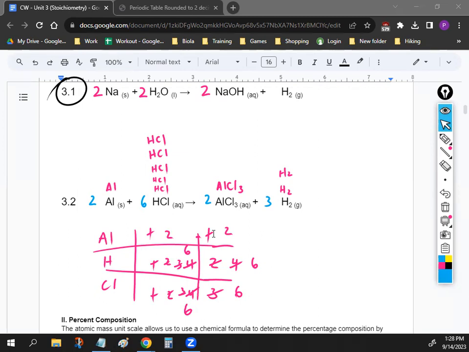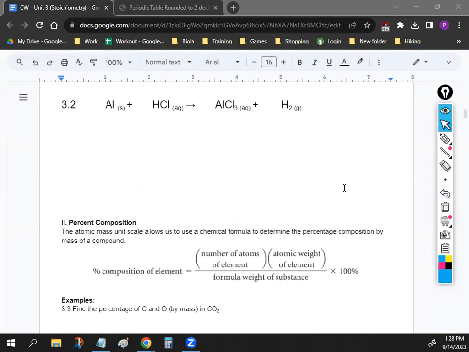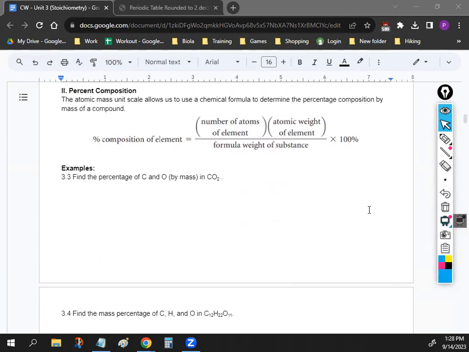Okay, so that is balancing. We're going to come back to balancing when we do stoichiometry later, but before we do, we're going into something called percent composition. This one right here is going to require you to write down an equation. So I'm going to give you guys maybe about a minute to write this formula down.